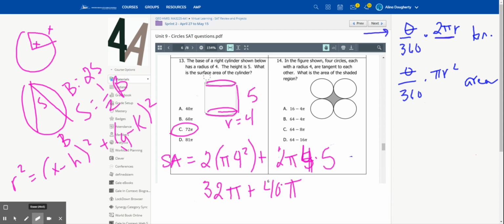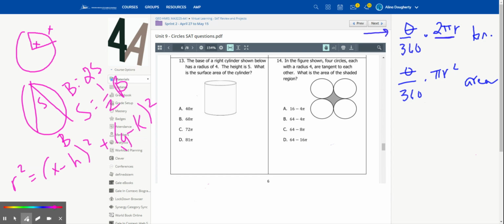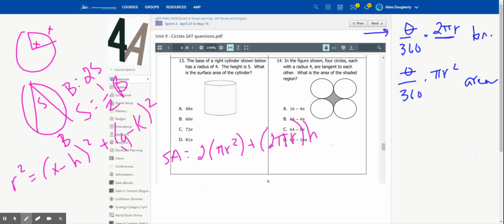This actually should not be in this series of questions, but it's good because you do need circumference and area for the surface area and volume formula. So surface area, let's just write the formula, is 2 times the area, which is pi r squared, plus the circumference, which is 2 pi r times the height, right? That's the surface area. So you use the area, that's the top and the bottom.